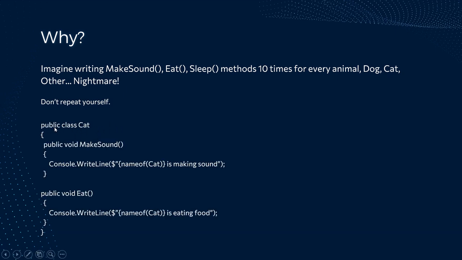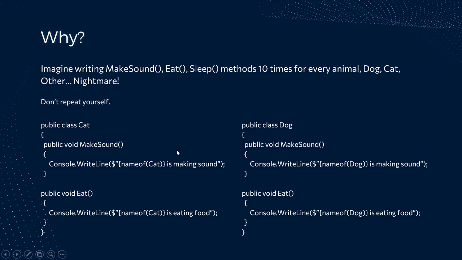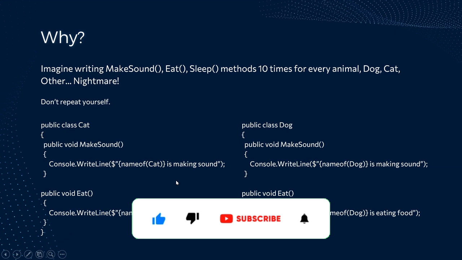Yeah, so let's see the problem first. We have a cat class and it has two methods. One is make sound, and here we have printed that cat is making sound, and in this eat method, we have cat is eating food, right? So there are two methods. And similarly, if we make another class, for example dog, then again we need to repeat these methods, for example make sound or eat, right? And in other classes also, for example lion or any other classes. So what we can do here, we use inheritance, and we can reuse these methods in the classes.